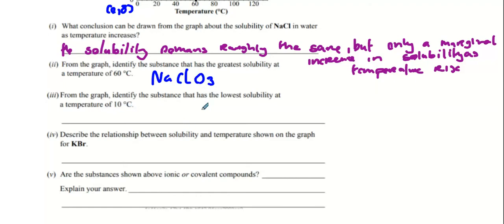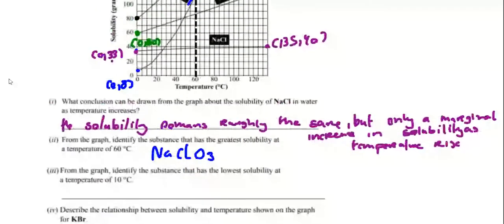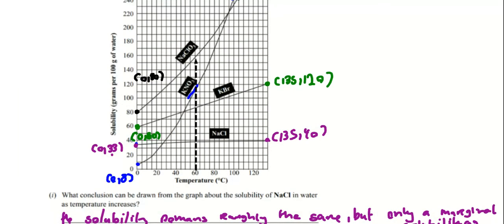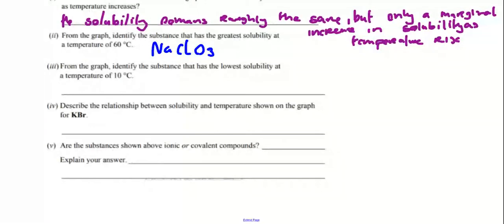From the graph, identify the substance that has the lowest solubility at a temperature of 10. So we got to go to a temperature of 10 and go up. It's NaCl all day long. That's the first one we hit. So NaCl all day long has the lowest solubility.